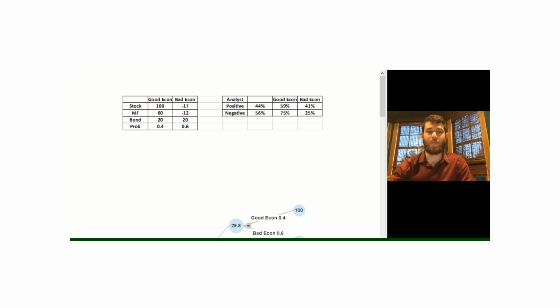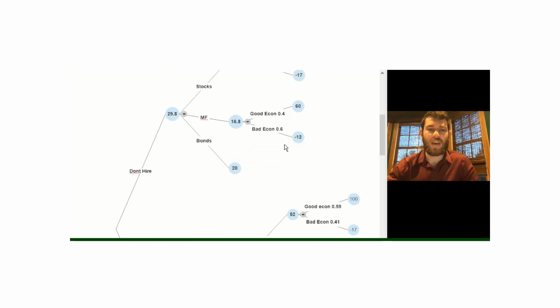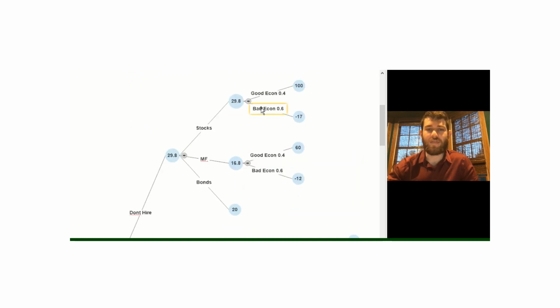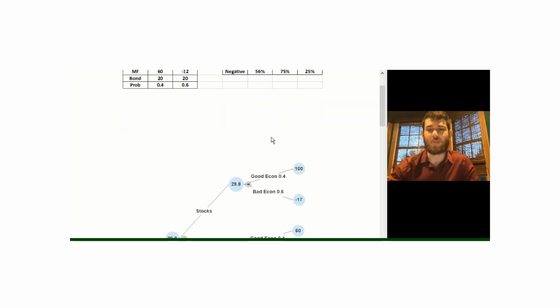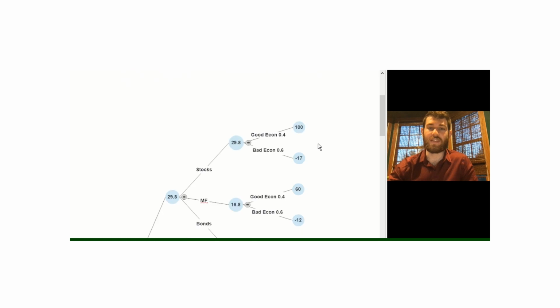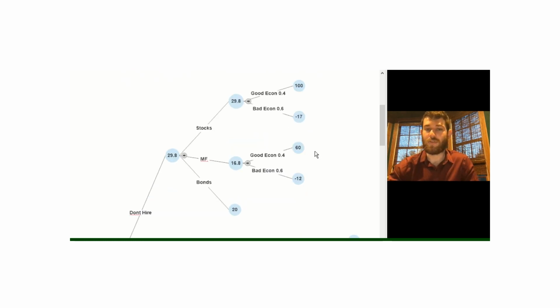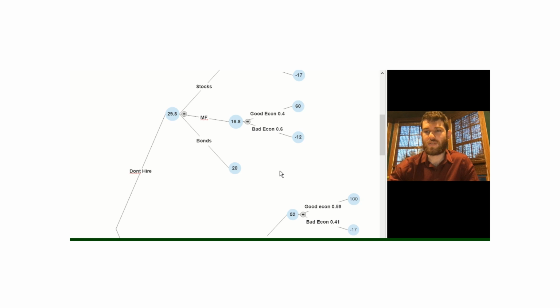Let's give an example. Say we want to invest, and we have the option to invest in stocks, mutual funds, or bonds. And let's say we have a 40% chance of a good economy and a 60% chance of a bad economy. The return, if it's a good economy, for investing in stocks is 100. If it's bad, it's negative 17. If we invest in mutual funds, we'll get 60 in a good economy. We'll lose 12 in a bad economy. And if we just invest in bonds, we'll make 20.